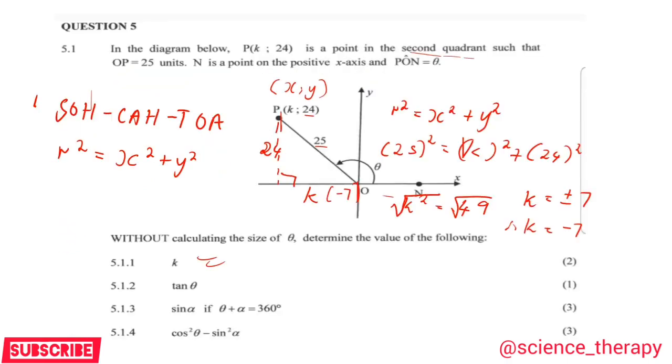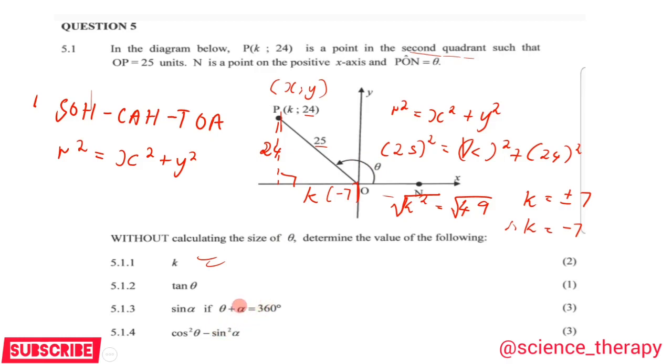Then for 5.1.3, what do we have? It says calculate or determine the value of sine alpha. I meant to say if theta plus alpha is equal to 360 degrees. Now let's see what is happening here. Remember, in our diagram we have theta, but then here we are told of alpha, right? So we must find a way to write this alpha in terms of theta, because in the diagram here we are dealing with theta.